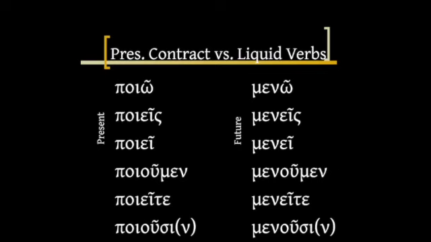And so you need to know when you see this contraction, which is indicated with the circumflex, why it's contracting, whether or not it's because it's a contract verb or whether or not it's a liquid verb. And if it's a liquid verb, it's future. If it's a contract verb, it's present. And so just kind of an indicator of what you have here.